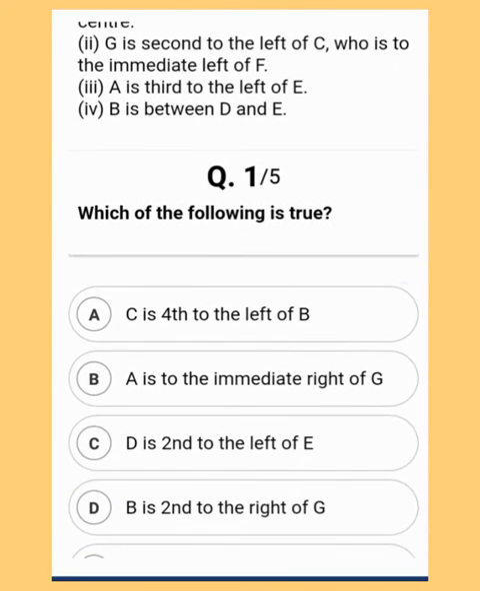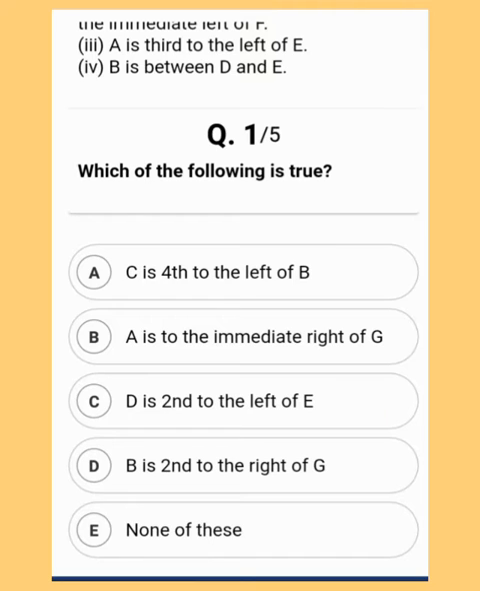Question 1: Which of the following is true? Option A, C is fourth to the left of B. Option B, A is to the immediate right of G. Option C, D is second to the left of E. Option D, B is second to the right of G. Or option E, none of these. Okay, moving to the next question.